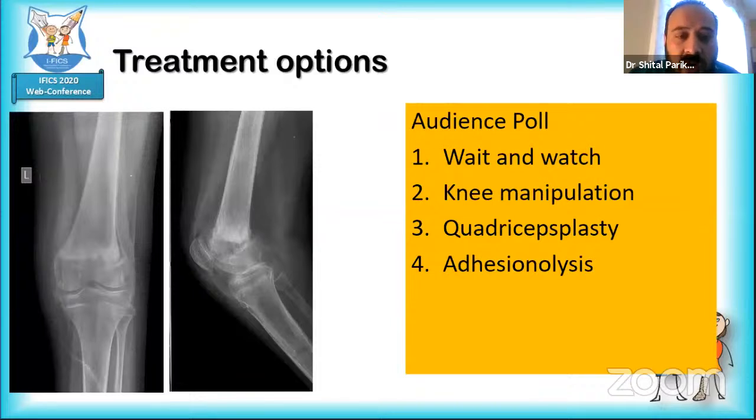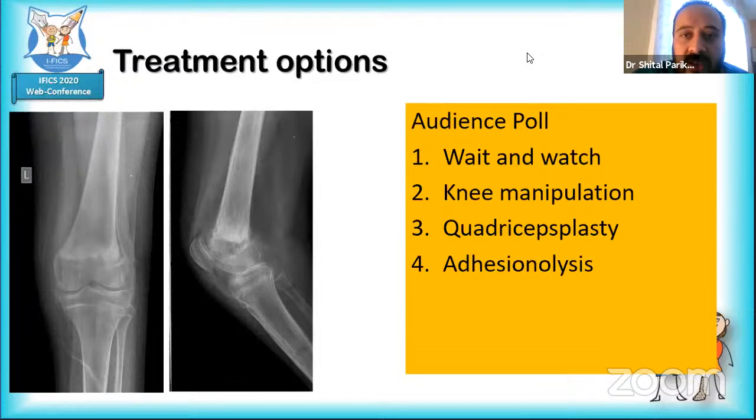And so the audience poll is, what would you do? It's 6 months out, a distal femur fracture that was treated with fixation and now it's stiff. Would you just wait? Would you do knee manipulation? Would you do quadricepsplasty? Or would you do an additional epiphysiodesis? Okay, so it's kind of a split between wait and watch, manipulation and additional epiphysiodesis.